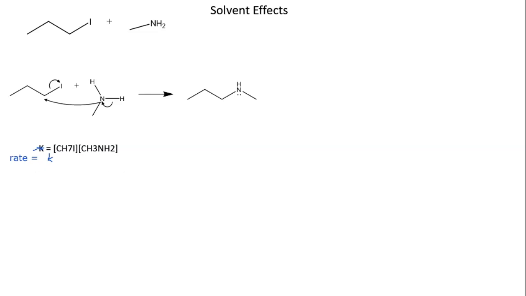Now let's draw the energy diagram for an SN2 reaction. Then reaction progress on the x-axis, and E for energy on the y-axis.